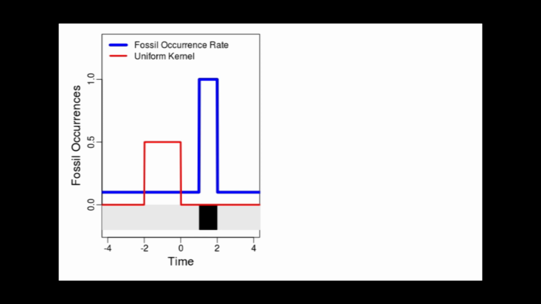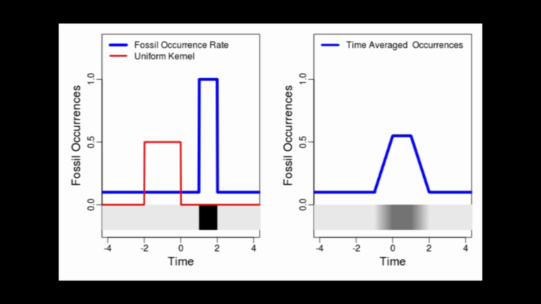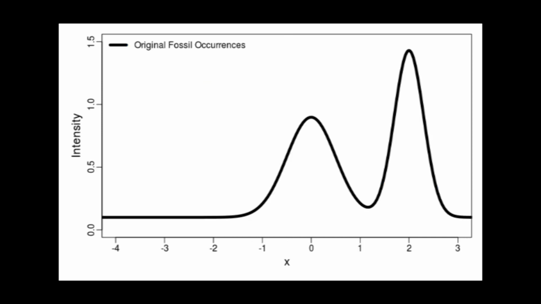And here you can also see a single spike in fossil occurrences and its time averaged signal after a convolution with a uniform kernel. And again, the same can be done for more complex functions of fossil occurrences.